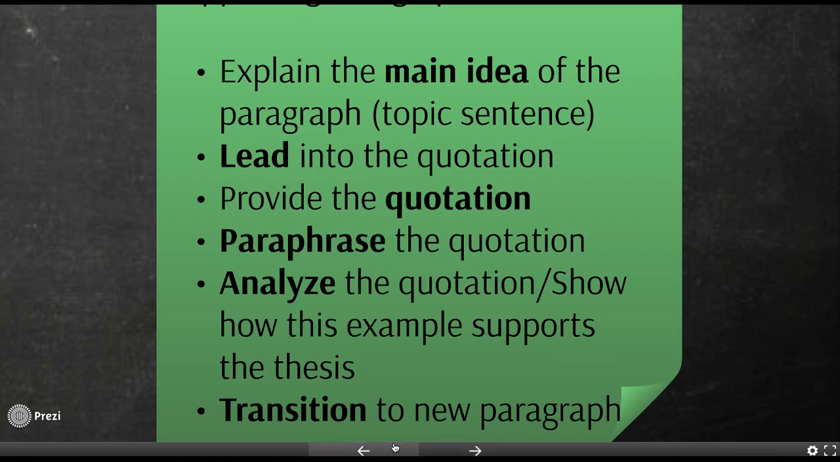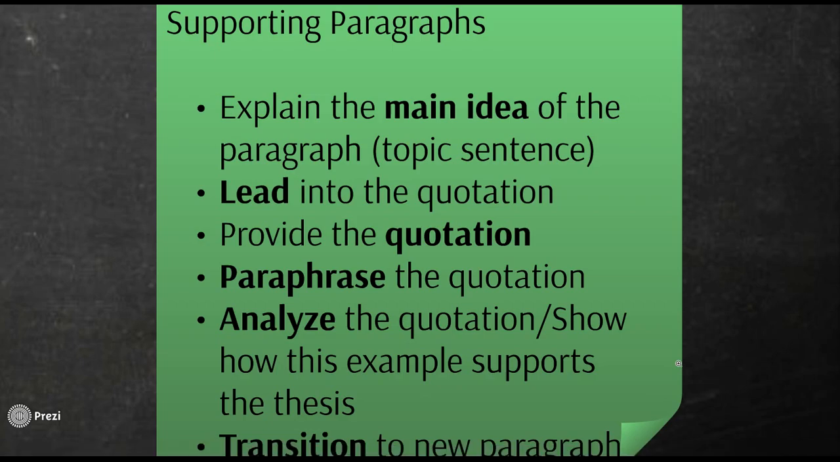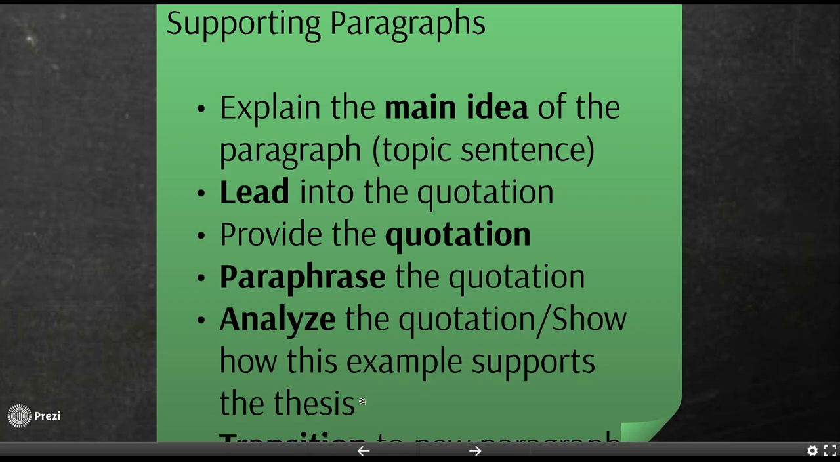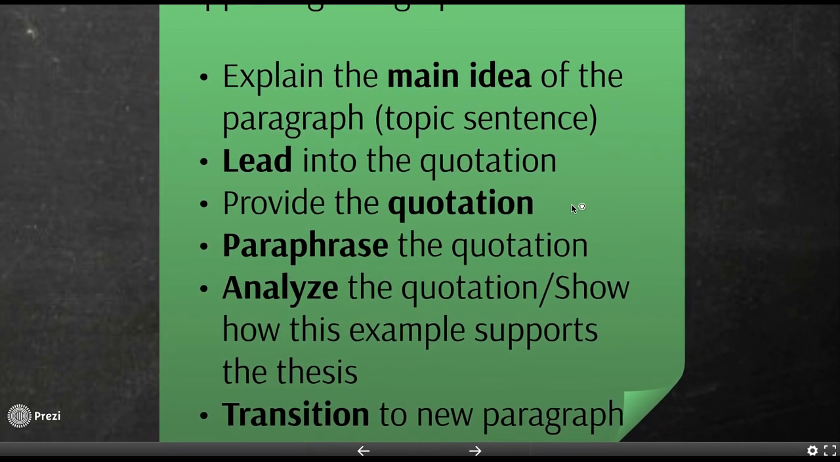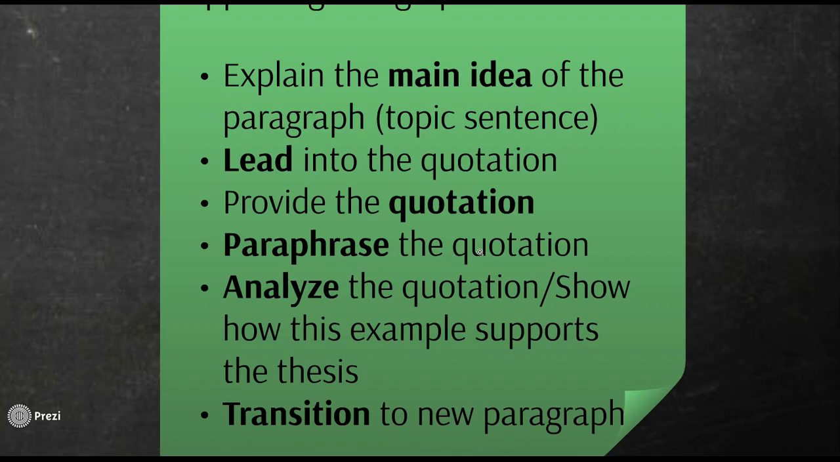Then we have your body paragraphs. So if you remember those circles in that visual that I showed you, those were those body paragraphs. And remember, this is the literary analysis structure for a body paragraph. So you have the main idea or the topic sentence. You lead into the quotation, provide a little bit of context, who's speaking, and then you provide the quotation and a citation. So always remember to put the page number and the author's last name in parentheses at the end of the quotation. Then you paraphrase the quotation and explain what it means in your own words.